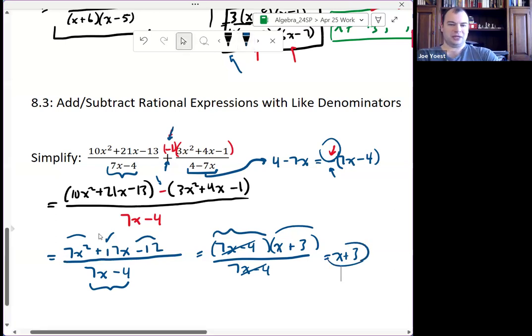You could, of course, have used AC grouping and done it from first principles, but we use the 7x minus 4 in the denominator to help us find the factorization.